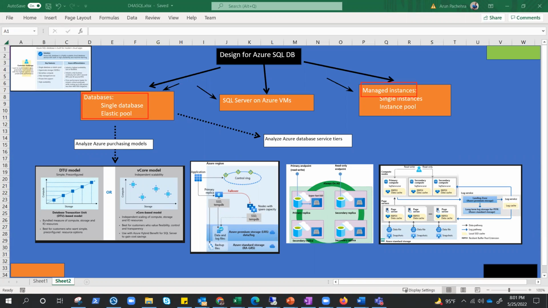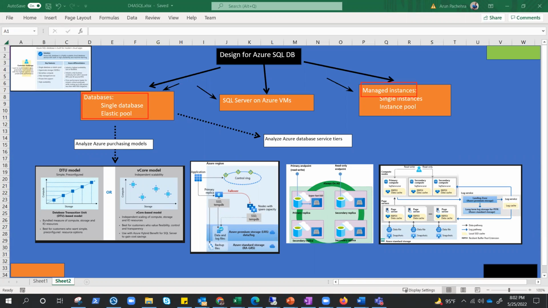SQL DB is also the only deployment option that supports scenarios that require very large databases, currently up to 100 terabytes. Auto-scaling for unpredictable workloads, that's another scenario, and yes, you can call it serverless.